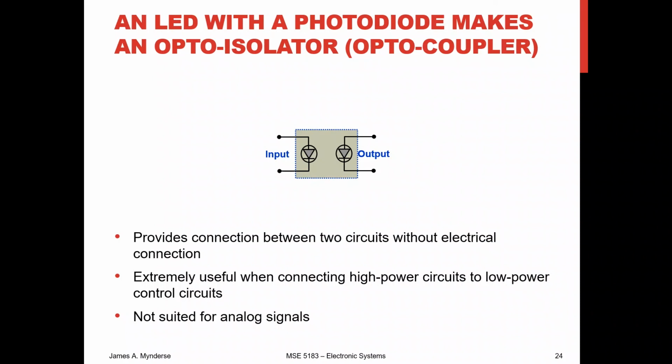So if we were to combine these, we have a photodiode with an LED, then certainly you can have something like this where you apply an input, it generates light, that light goes to a photodiode, which generates an output. And so this is called an opto isolator or an optocoupler. And so now we have a non-contact connection between two circuits. There's no electrical connection there, it's only light.